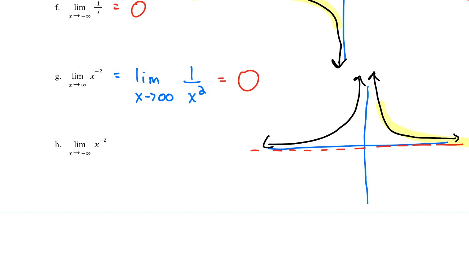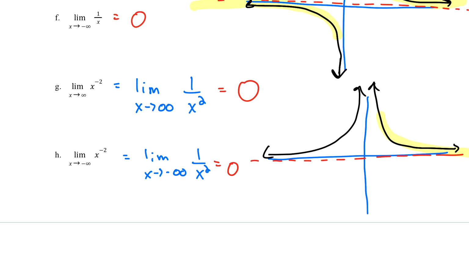The second question to this part then: limit as x approaches negative infinity. Again, we can write that as 1 over x squared if we prefer a positive exponent. This time as we move to the left, our function is doing the exact same thing. It's approaching the x-axis, or that red dashed line as I've drawn in there, and that has a y value of 0.